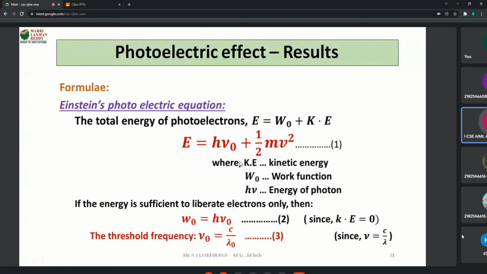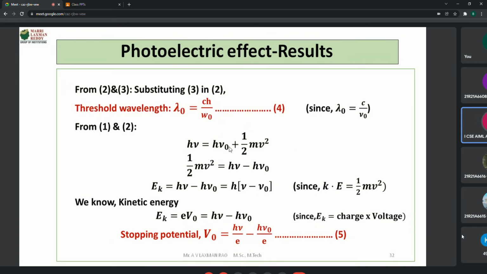E equal to h nu equal to c by lambda. So nu naught equal to c by lambda naught. Nu naught is the threshold frequency, lambda naught is the threshold wavelength. Like that we can write, no problem. Okay, so already we discussed long back itself about these questions, these things.